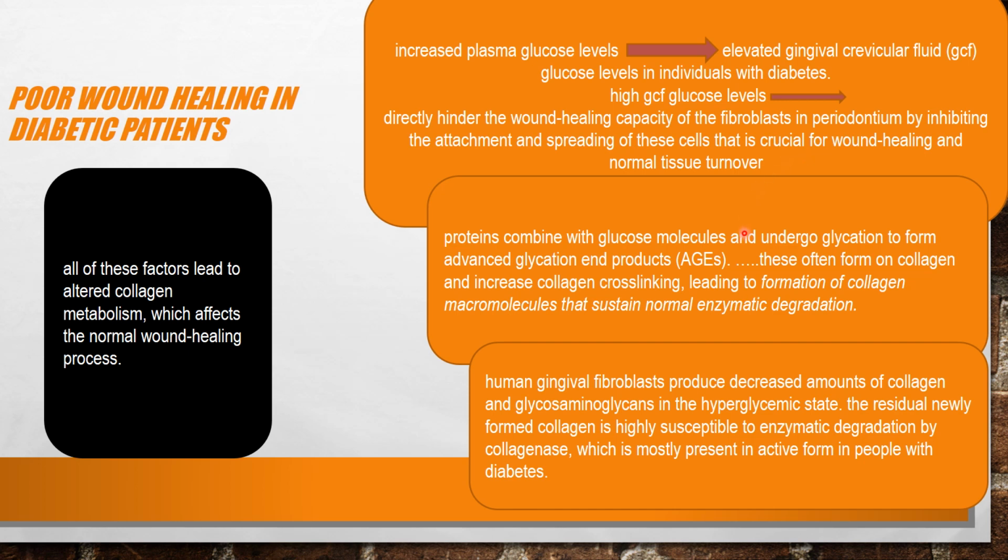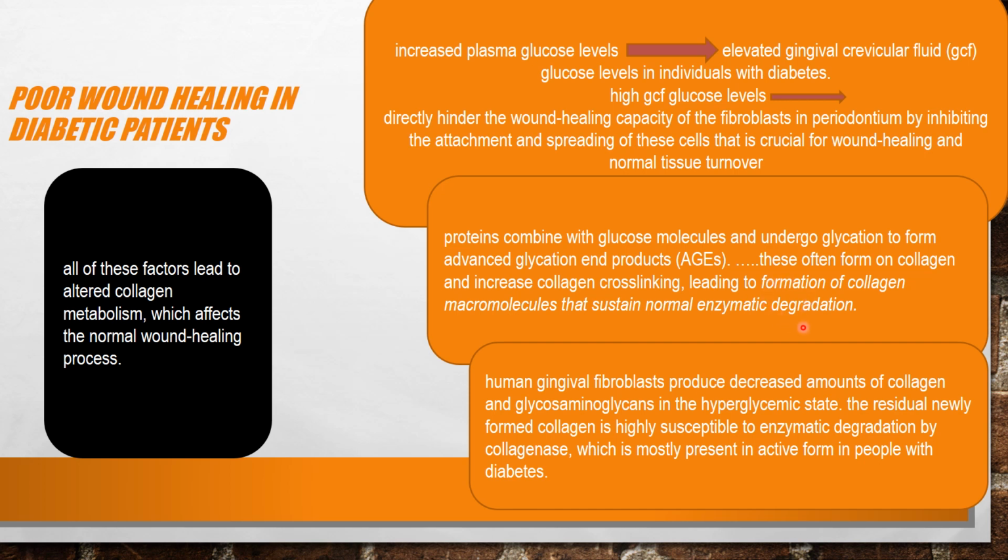Coming to the next, the production of advanced glycation end products. As we said, the proteins undergo non-enzymatic glycosylation and form AGEs. This forms collagen cross-linking, leading to the formation of collagen macromolecules that resist normal enzymatic degradation. That is, normal turnover or renewal of collagen will not take place. That is the second factor.